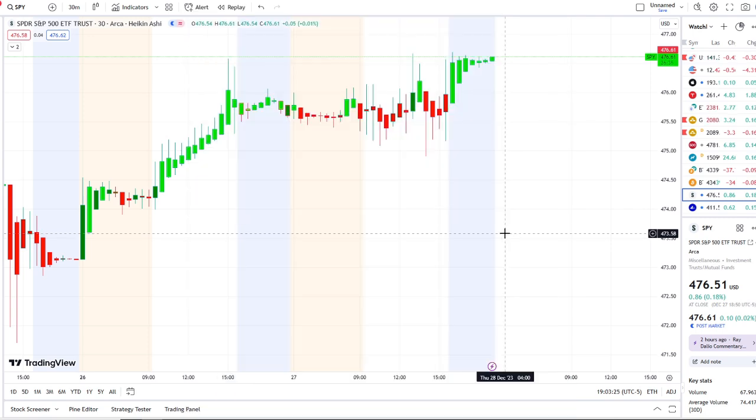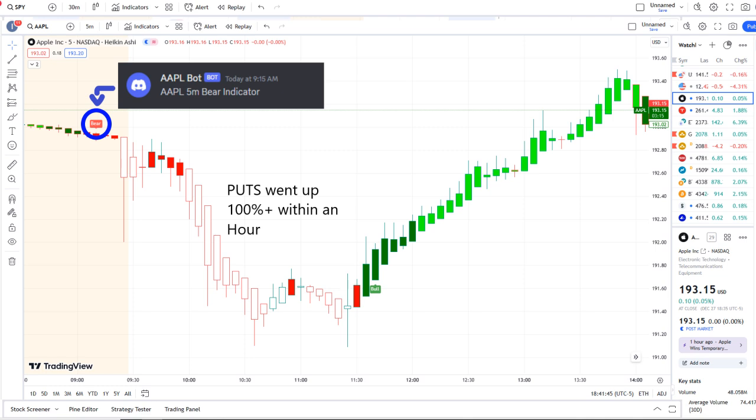So the home run today was from our Apple bot. Our Apple bot at 9:15 a.m. sent out a bear indicator, and from that moment forward, outflows crossed the midpoint to the downside. Pure weakness there on 42 Vision, and put options went up 100% plus within an hour, guys.